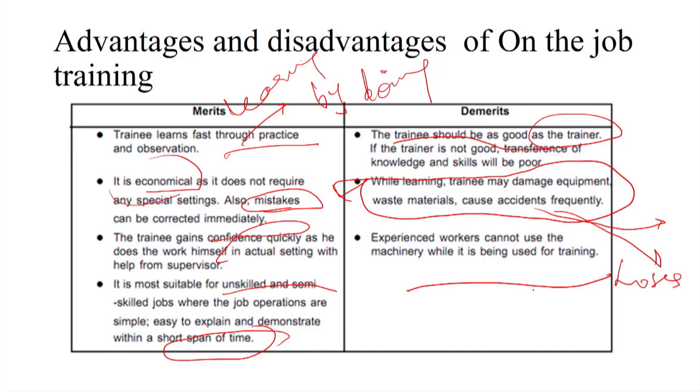Then lastly, experienced workers cannot use the machinery while it is being used for training. So, supposing there are 2-3 machines, then the person can use one. But supposing there is only one machine and the person is being taught on that particular machine, then again it's a big drawback, because it would result in time wastage, and once there's a time wastage or loss or damage, ultimately it will have an impact on the productivity of the company. That is of course not at all acceptable. So basically these are the advantages and disadvantages of on-the-job training methods.